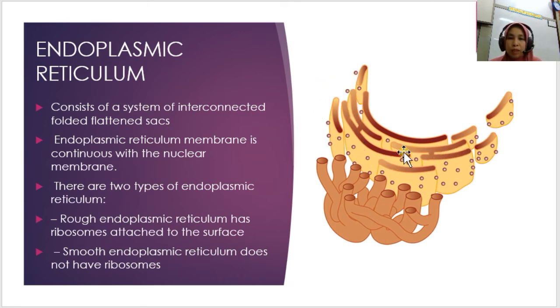There are two types of endoplasmic reticulum. What are they? Rough endoplasmic reticulum has ribosomes attached to the surface, and the second one, smooth endoplasmic reticulum, does not have any ribosome. This structure does not have any ribosome attached to it, so it is the smooth endoplasmic reticulum. This one refers to the rough endoplasmic reticulum.